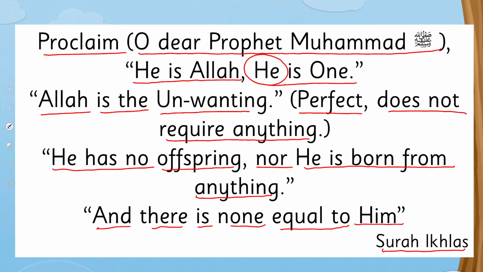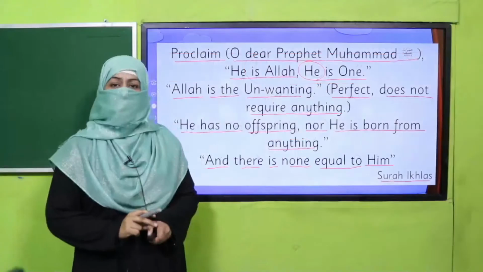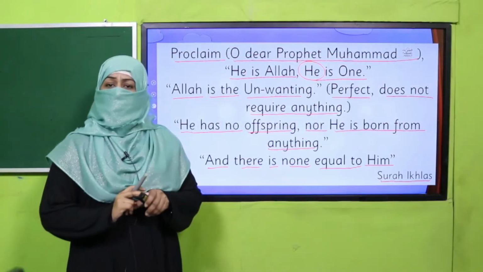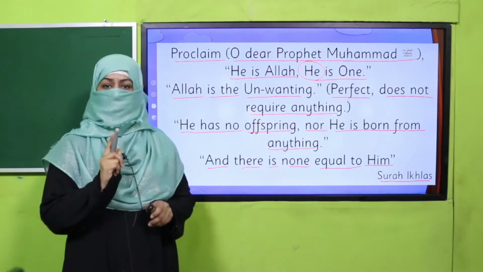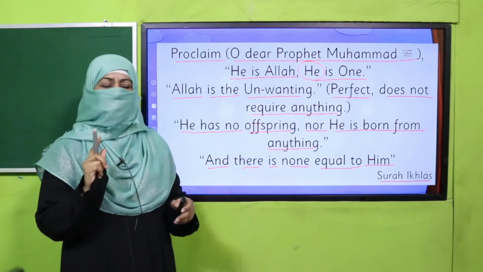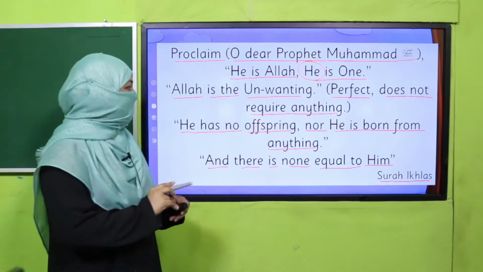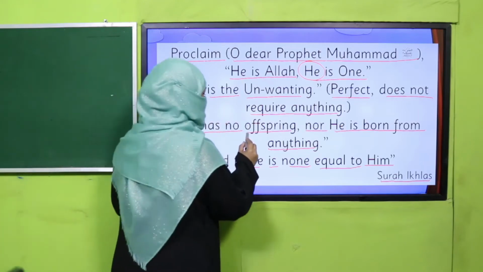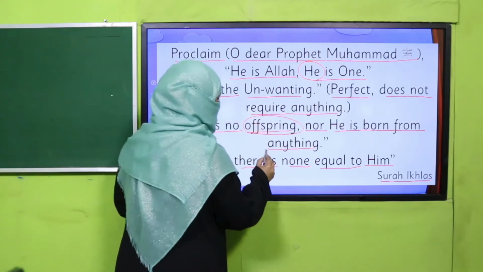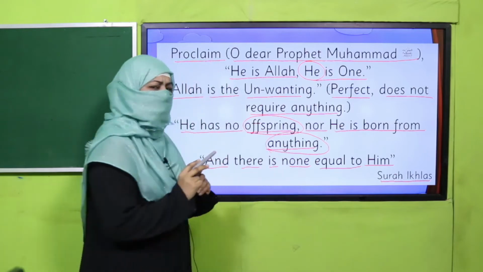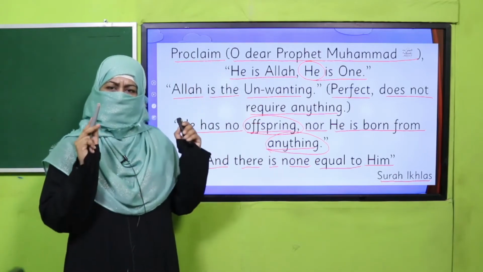Yes, my dear children, this beautiful surah tells us Allah is one and the only. He does not have any offsprings. Means he neither gave birth to anyone nor was he given birth. He is all and all by himself.